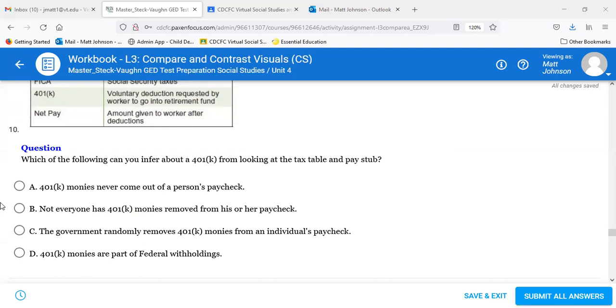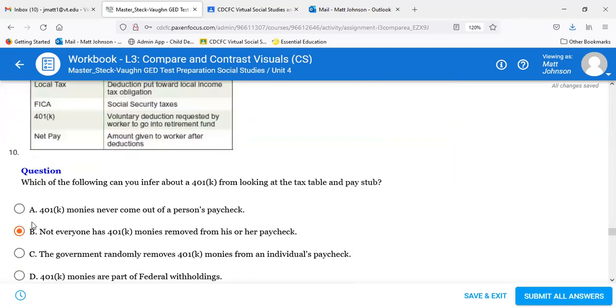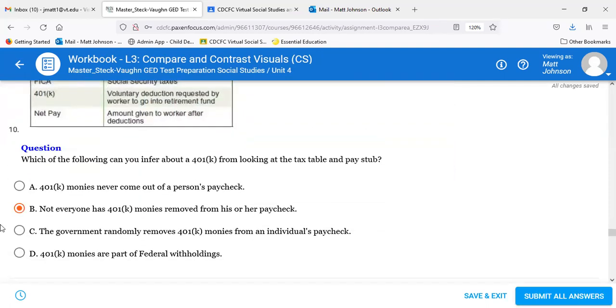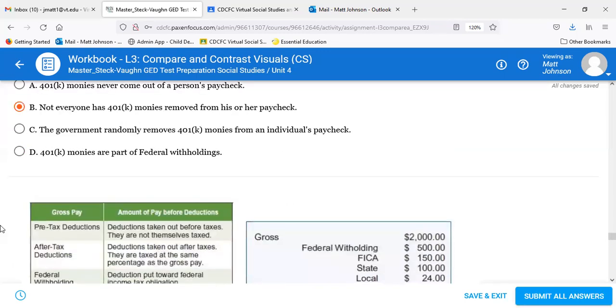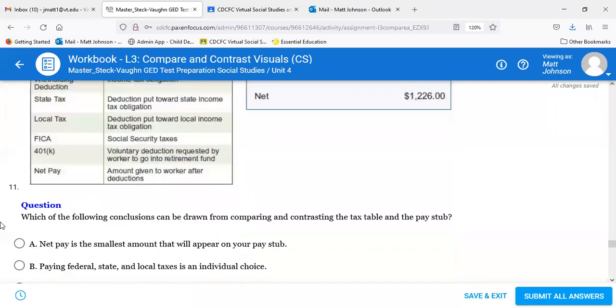B? Yeah, right. You may opt out of that if your place of employment has some type of retirement pension plan or something like that. But B as in boy, and that's a comparison from the right to the left, right? What's taken out on that side? Federal withholding, FICA, state, local. We don't see a 401k. We talked about it on the left here. So we can confirm that not everyone has 401k money removed from their paycheck. 10 is B as in boy.